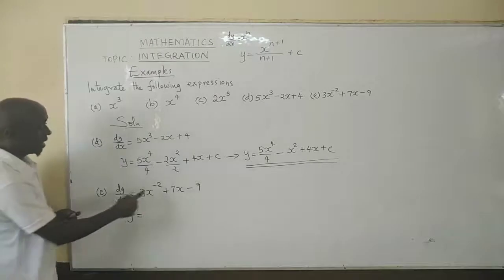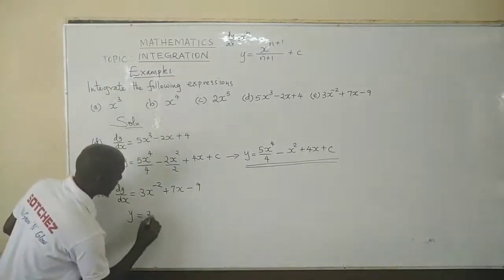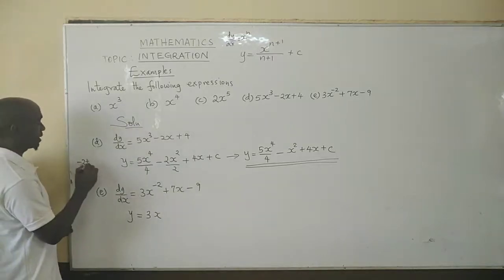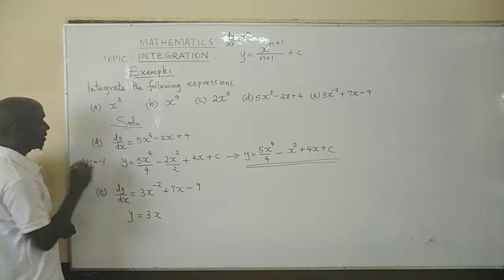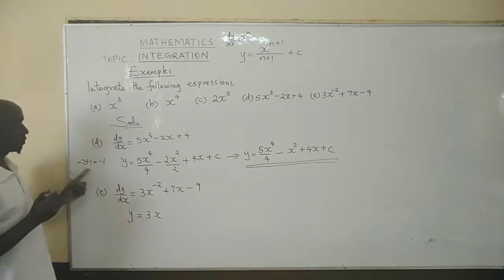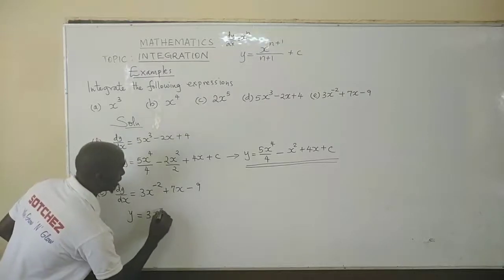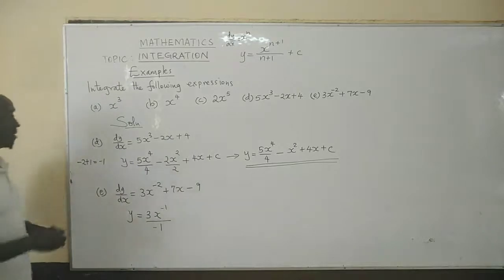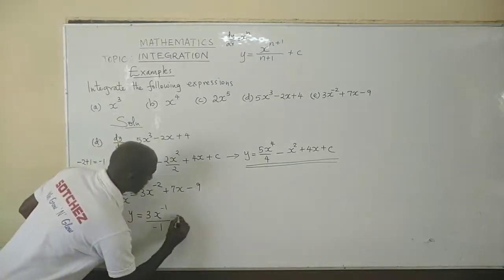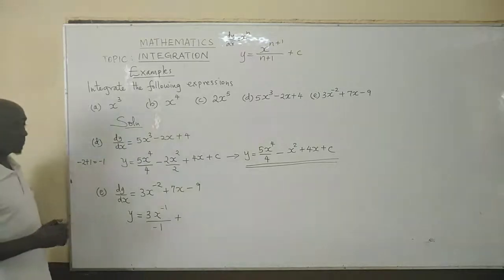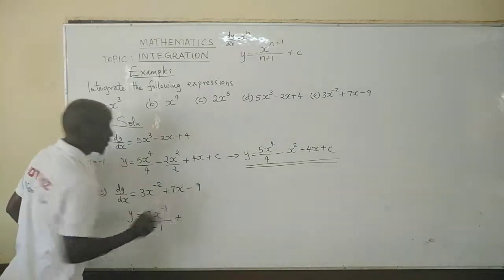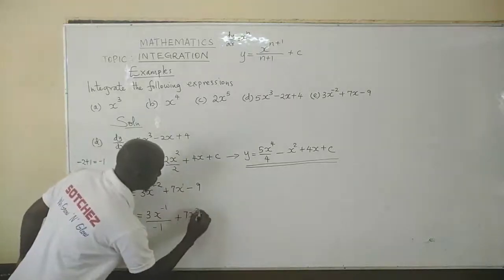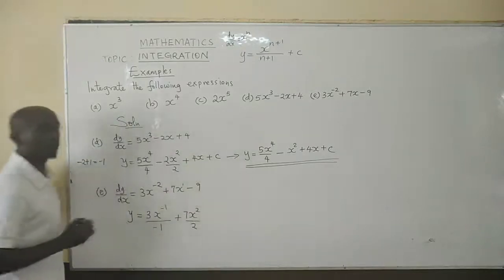So here we will have 3x power negative 2 plus 1. My dear learner, negative 2 plus 1 is negative 1. So we shall have x power negative 1 over negative 1 over the same power using that formula. Then plus 7x. 7x is the same as 7x power 1. So we'll have 7x power 1 plus 1, which is 2 over that 2.